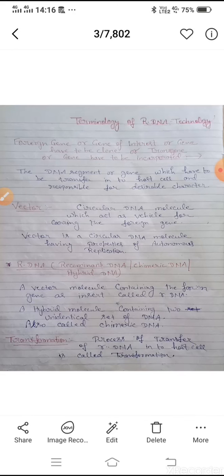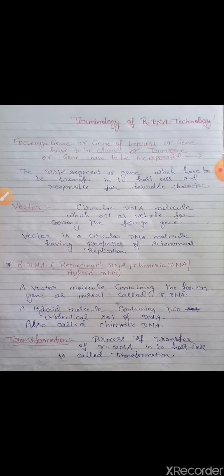Regarding the terminology of recombinant DNA technology, there are different types of terminology involved in the process of recombinant DNA technology.